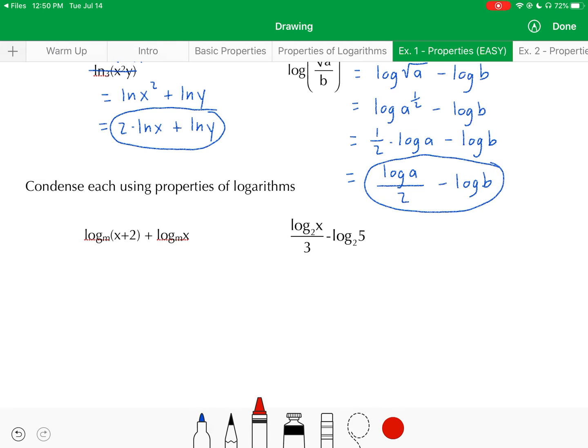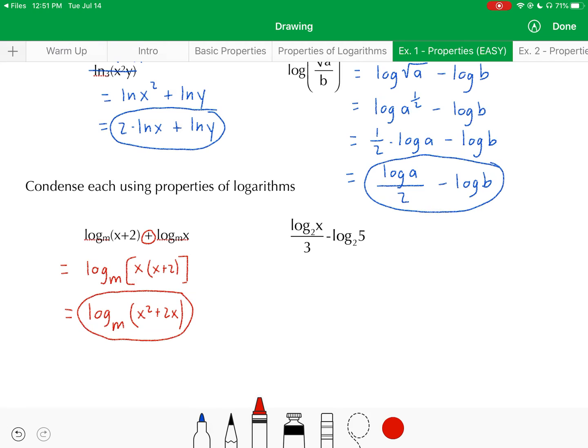Okay, so notice that over on the left here, these two logarithms are being added together. So I could use a product property, and I can multiply their arguments together. So this is going to become log base m of the product between x and x plus 2. And then I would actually multiply that out. This would be log base m of x squared plus 2x. And make sure you have the x squared plus 2x in parentheses to show that that entire expression is the argument of the logarithm. Okay.